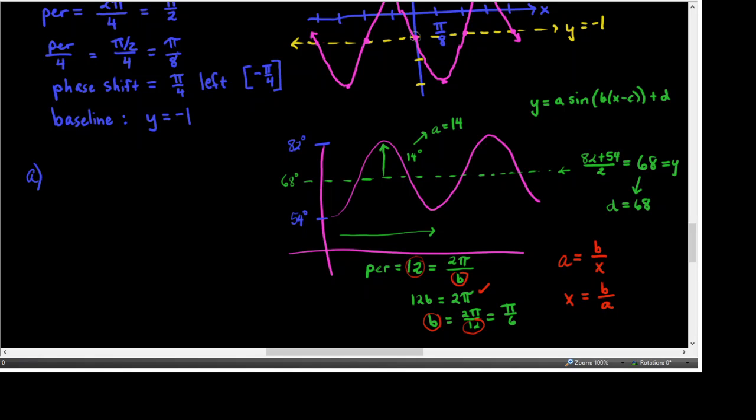All right, what have we not talked about? We have B, we have A, we have my D, which they call C. We don't have my C. That's the phase shift. So what we're going to have to come up with is how far we are moving this graph horizontally to get it where it is.